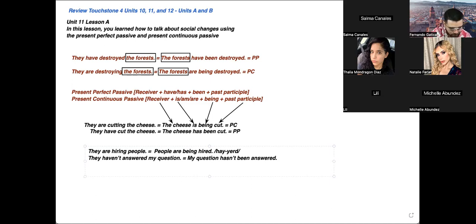Let's see. I know this in Spanish sounds ridiculous. El edificio está siendo destruido. But how would you say that in English? The building. What would that be? Is being destroyed. The building is being destroyed, because the building is singular. Okay, good. And that is unit 11, lesson A.